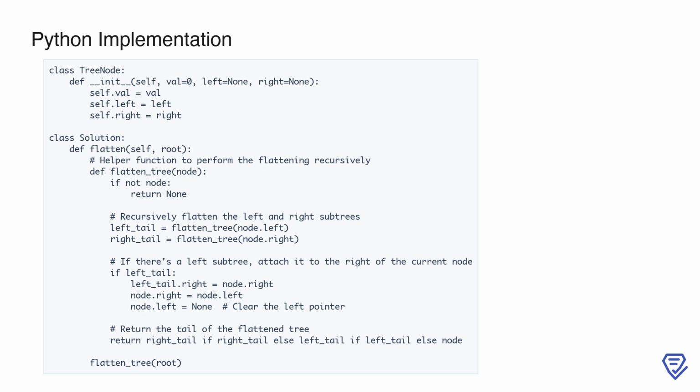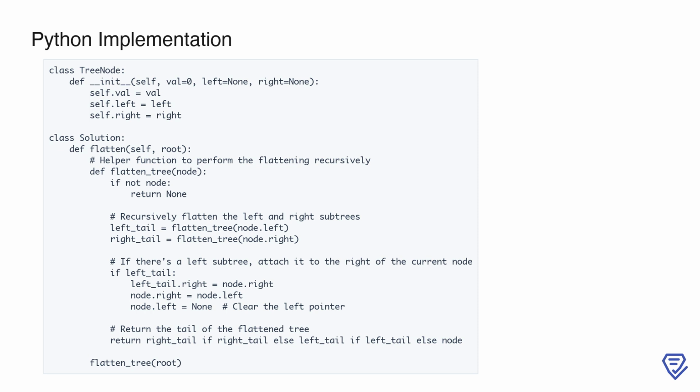Here's how it works. First, the TreeNode class is defined to represent nodes of the binary tree, with val for the node's value and pointers left and right for its children. The Solution class contains the flatten method, which performs the transformation. The flatten method uses a helper function, flatten_tree, to recursively process the tree. This function takes a node as input and returns the tail, last node, of the flattened subtree rooted at that node. If the node is None, it simply returns None since there's no subtree to process.